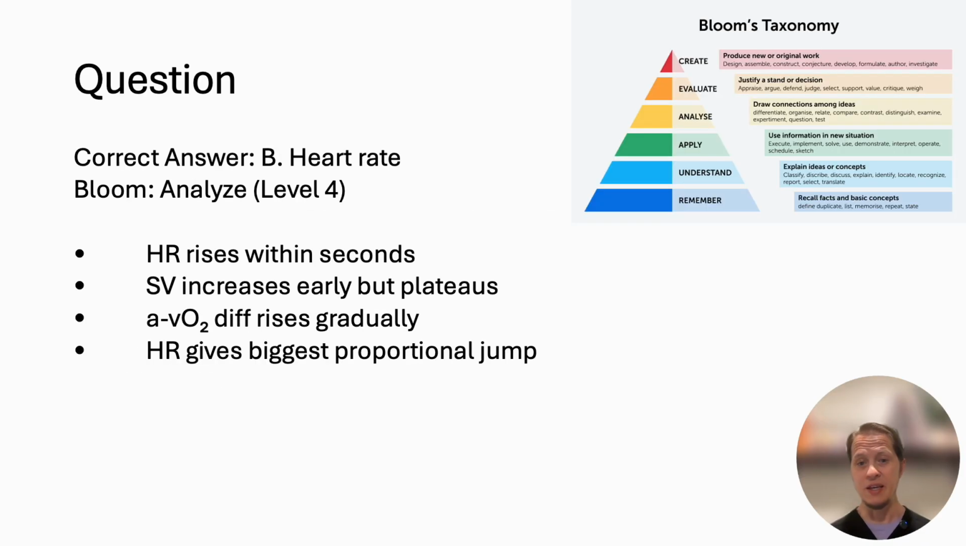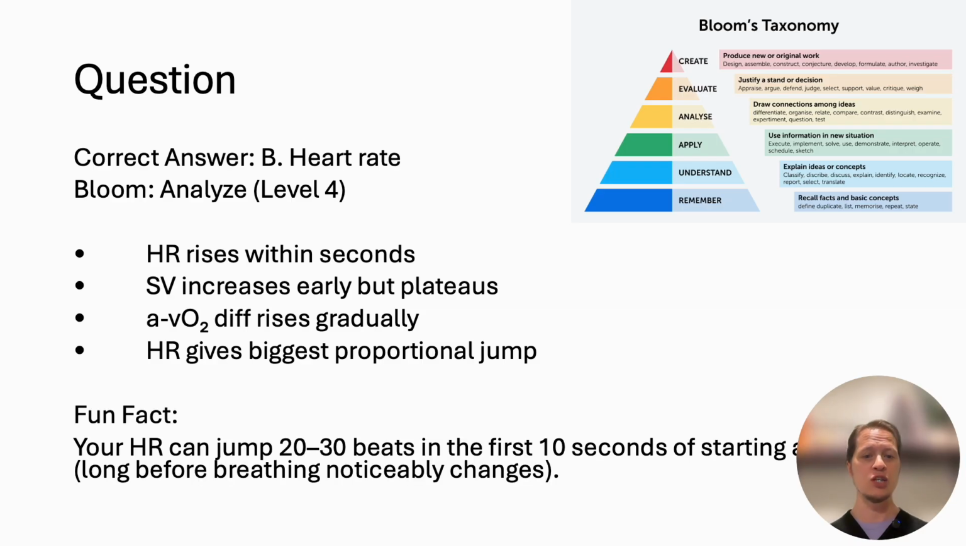And the answer is B, and it's heart rate. And this is an example of that analyze level, level 4 of Bloom's taxonomy here. Stroke volume improves early in exercise, but it certainly hits a ceiling quickly in most people. The AVO2 difference reflects metabolic demand, and that increases a little more slowly. But heart rate, however, which is controlled by a quick parasympathetic withdrawal, shoots up very quickly and climbs, well, proportionally with exercise intensity. This is why that is the correct answer.